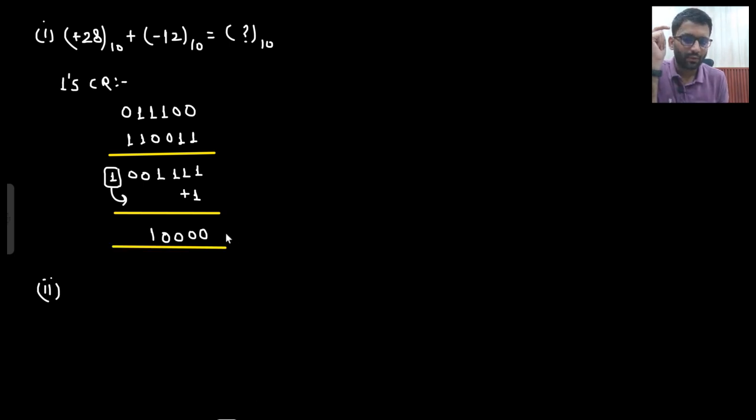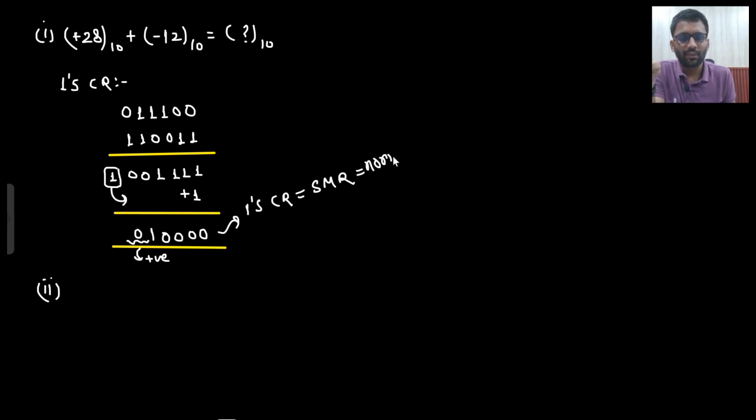This answer is in 1's complement form only, because we have performed 1's complement addition. But since the answer is positive, we can see the sign bit. Since the answer is positive, the 1's complement representation is equal to the sign magnitude representation, or the normal form. So you don't need to do anything now. You can directly check this number: 1 2 4 8 16, so plus 16 is the answer.